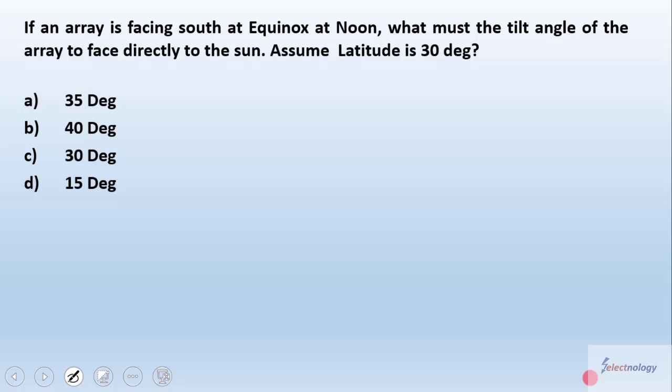Welcome back. Here we have a very interesting question. If an array is facing south at equinox at noon, what must the tilt angle of the array be to face directly to the sun? Assume latitude is 30 degrees. Before we find out the best answer to this question, we need to understand a few terminologies and concepts.